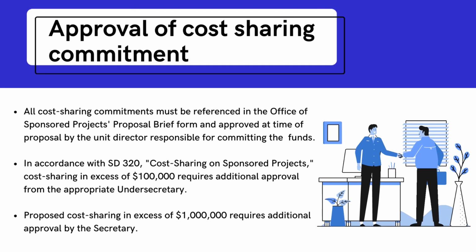Approval of cost-sharing commitment. All cost-sharing commitments must be referenced in the Office of Sponsored Projects proposal brief form and approved at the time of proposal by the unit director responsible for committing the funds. In accordance with SD 320, cost sharing on sponsored projects, cost sharing in excess of $100,000 requires additional approval from the appropriate undersecretary. Proposed cost sharing in excess of $1 million requires additional approval by the secretary.